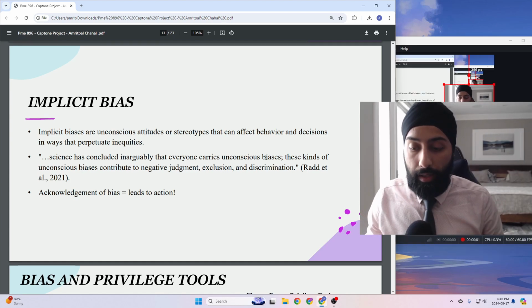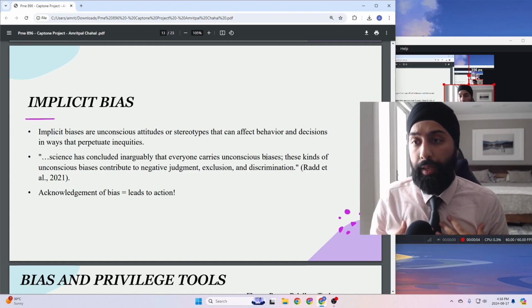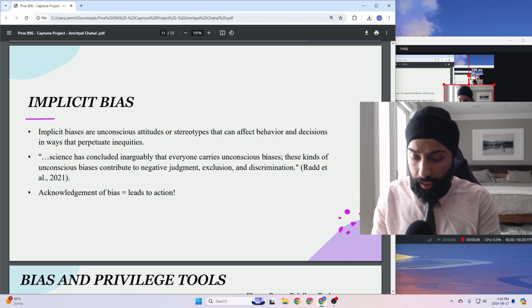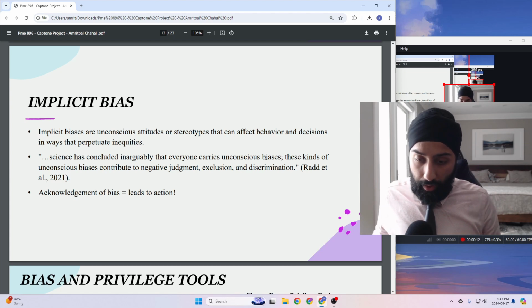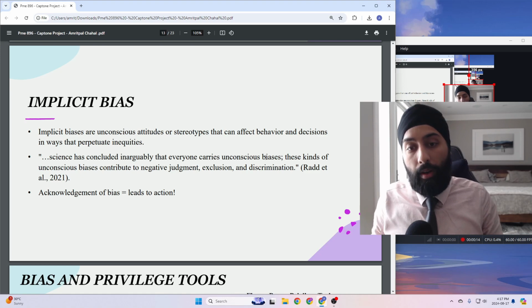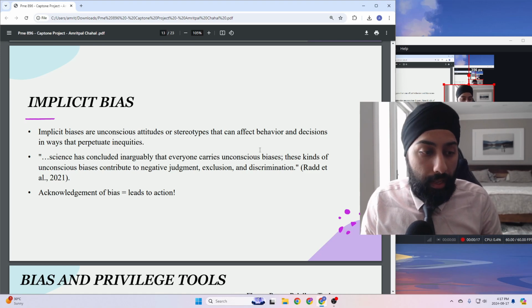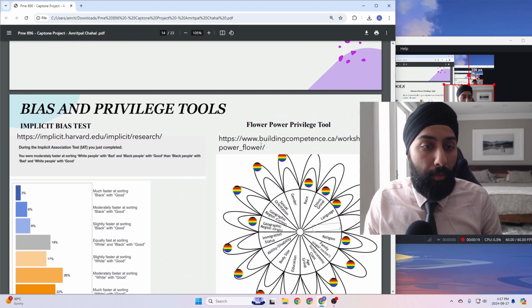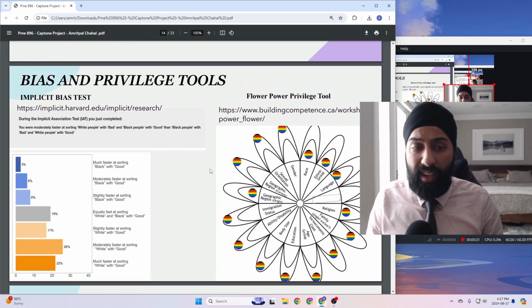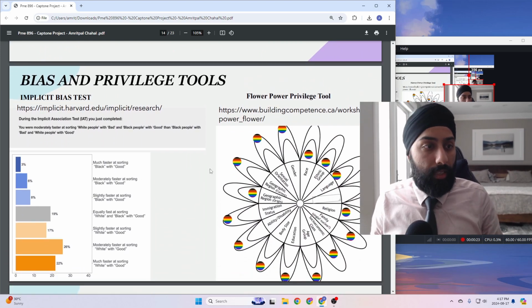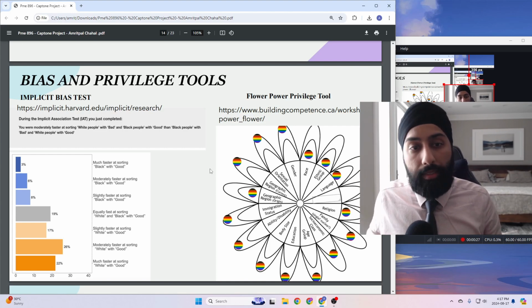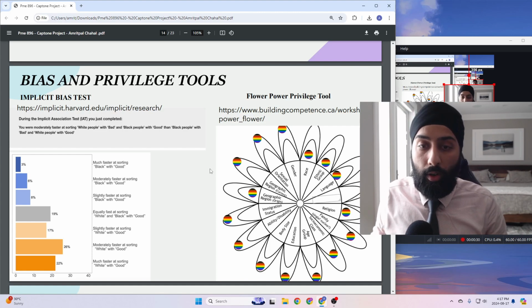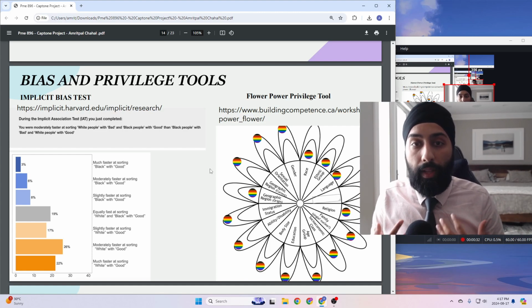Okay, I want you all to remember, acknowledgement of biases will lead to action, right? When you're consciously acknowledging that you have a bias, it will lead you to a more positive route, right? And a tool that will help you understand your biases is doing an implicit bias test, right? It's not 100% accurate, but it helps open that up to reflect on yourself, right?